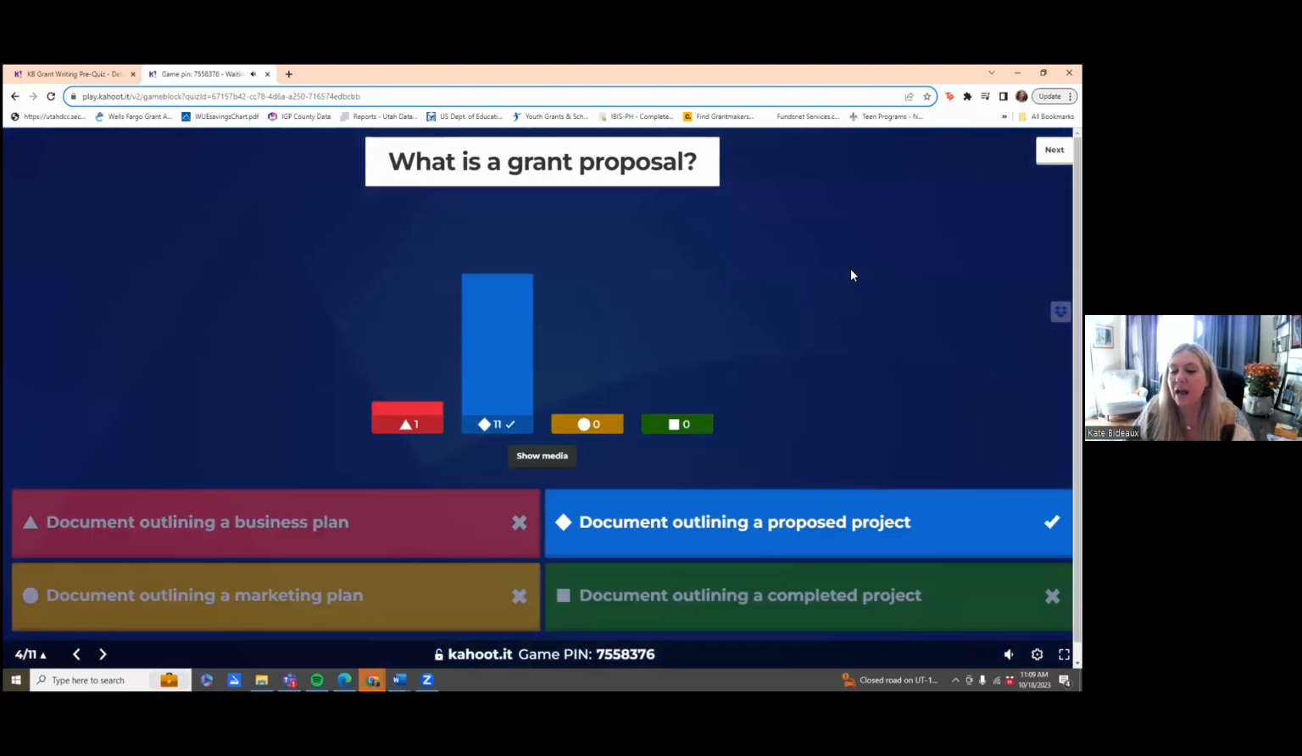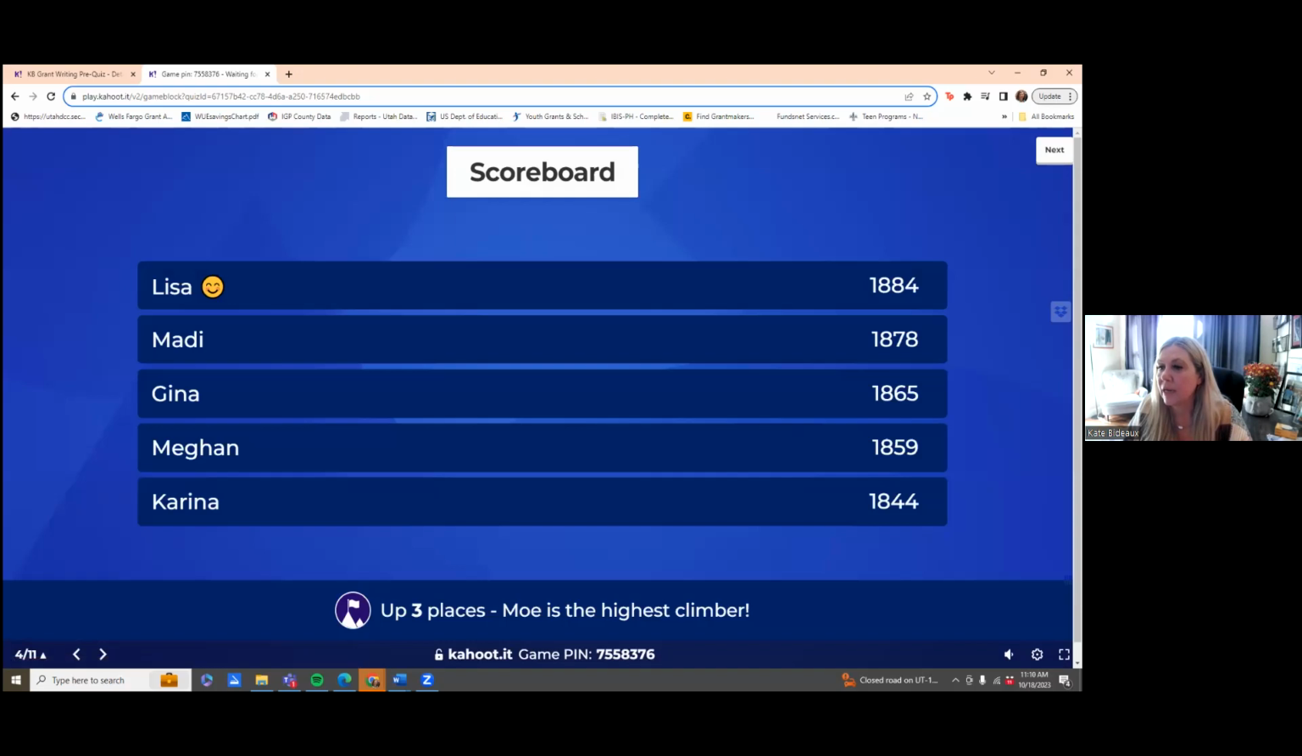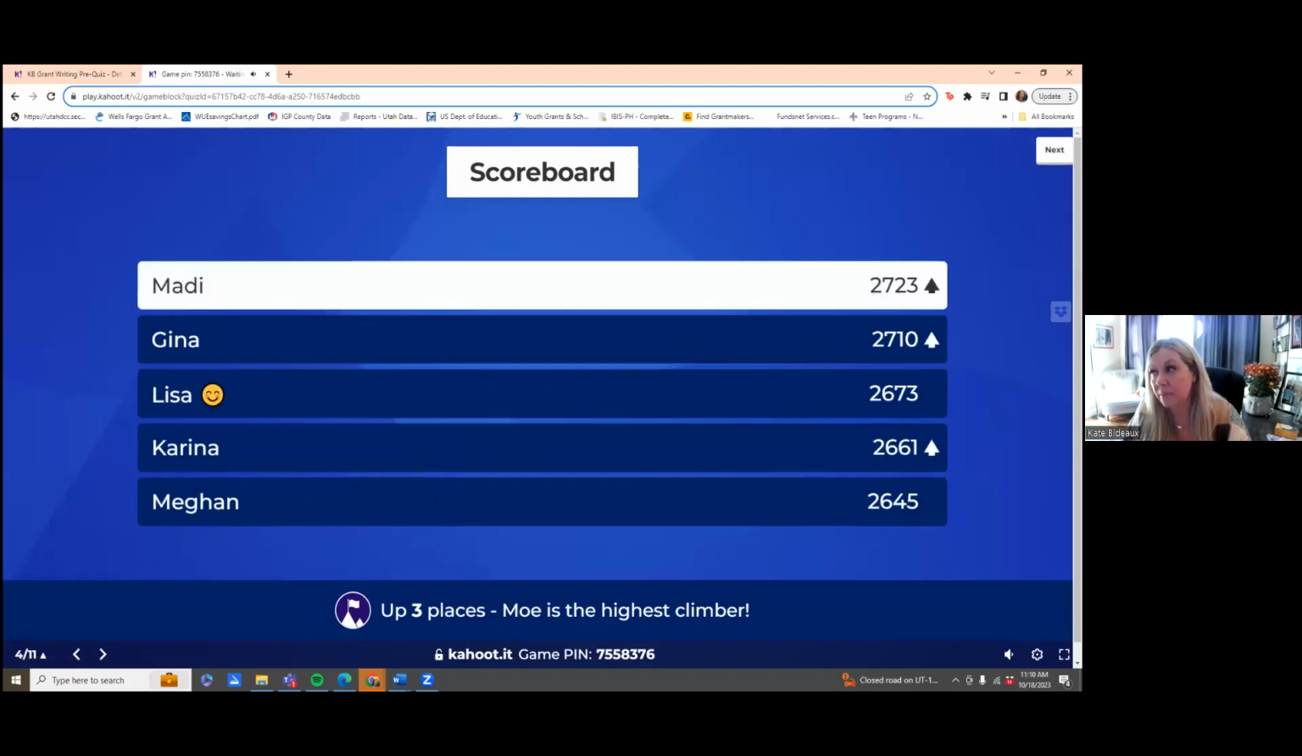And the answer is a document outlining a proposed project. Almost everybody got that correct. A grant plan is like a business plan, very much like a business plan, but it is a proposed project. The project is usually not completed. Well, it can't be completed when you do the grant application. So let's go to the next. We got some movement up here.